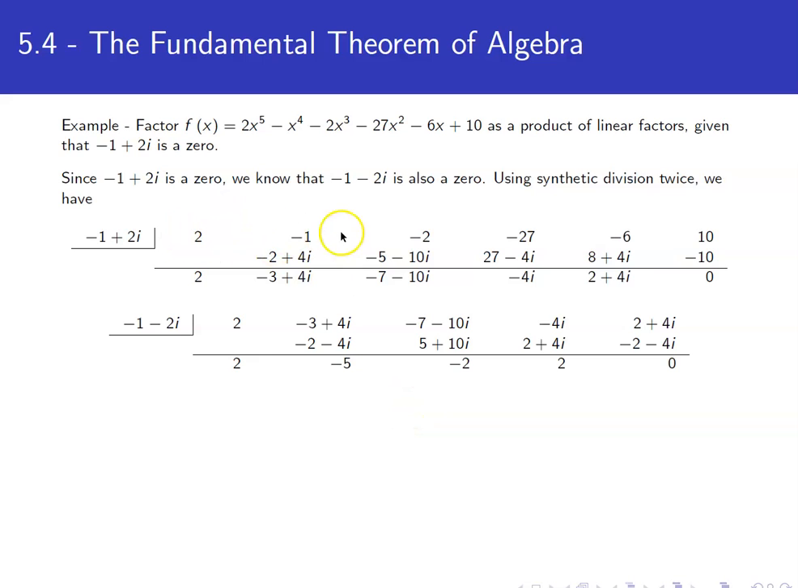All right. This was originally a 5th degree polynomial. We've knocked it down to a 4th degree polynomial. We do have some complex number coefficients in there. So let's do this process again, but use the other root that we know, the negative 1 minus 2i.